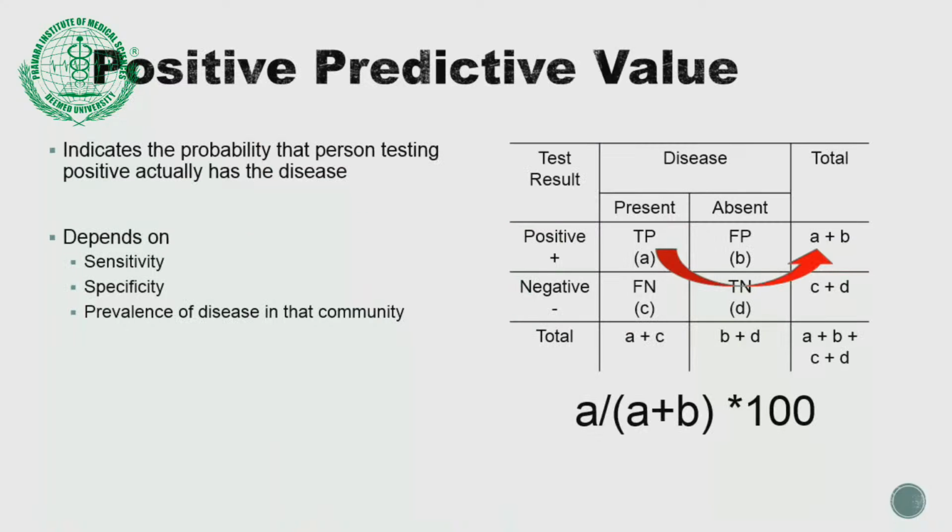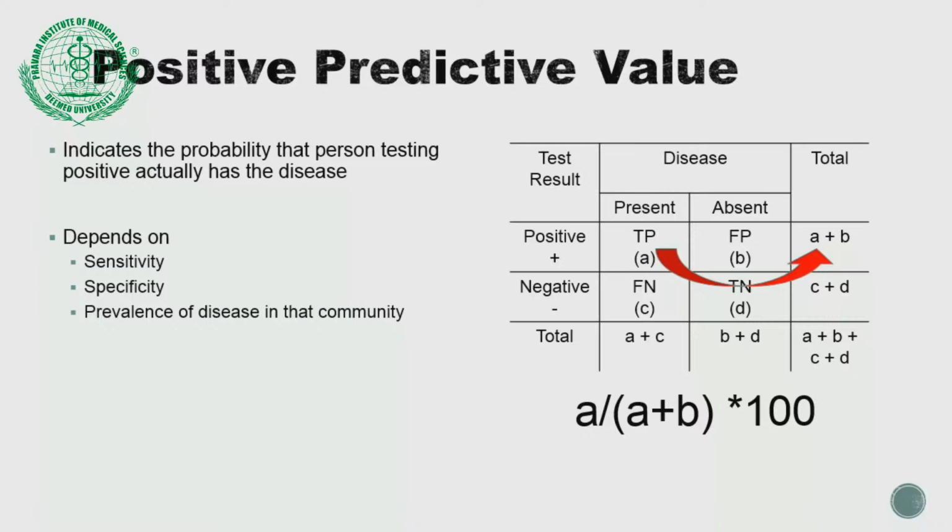In addition to sensitivity and specificity, the performance of a screening test is measured by its predictive values. Now these predictive values reflect the diagnostic power of the test. Predictive accuracy depends on three things: sensitivity of the test, specificity of the test, and prevalence of the disease in that particular community. The first is positive predictive value.